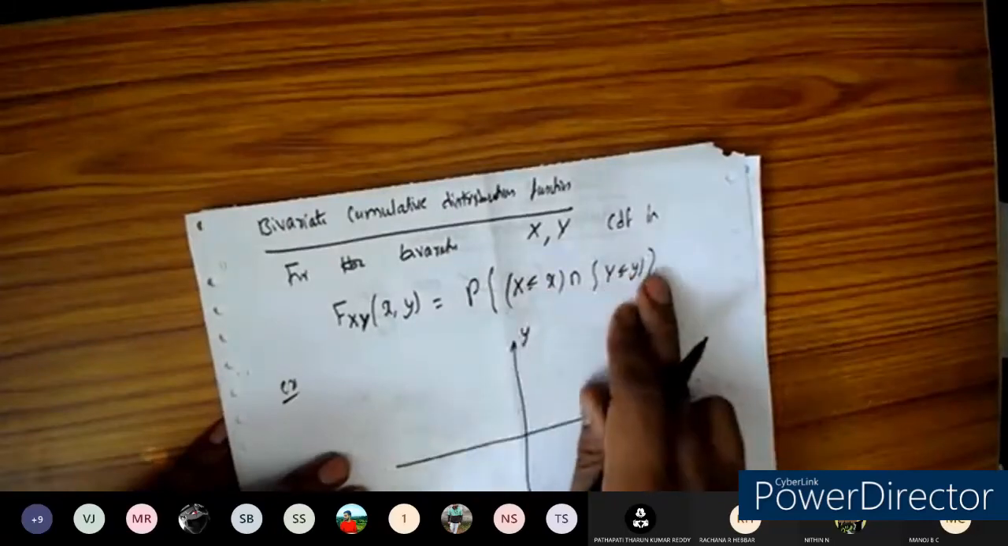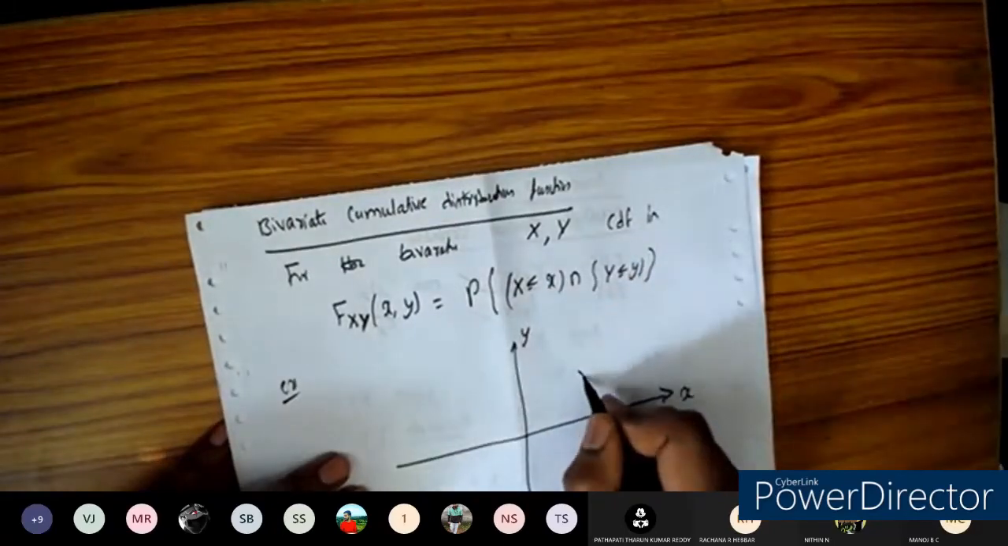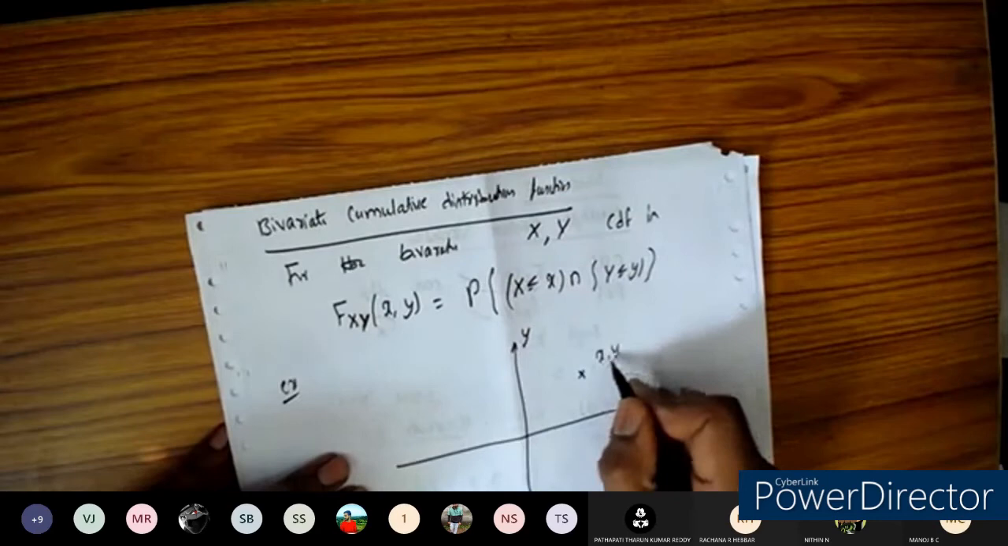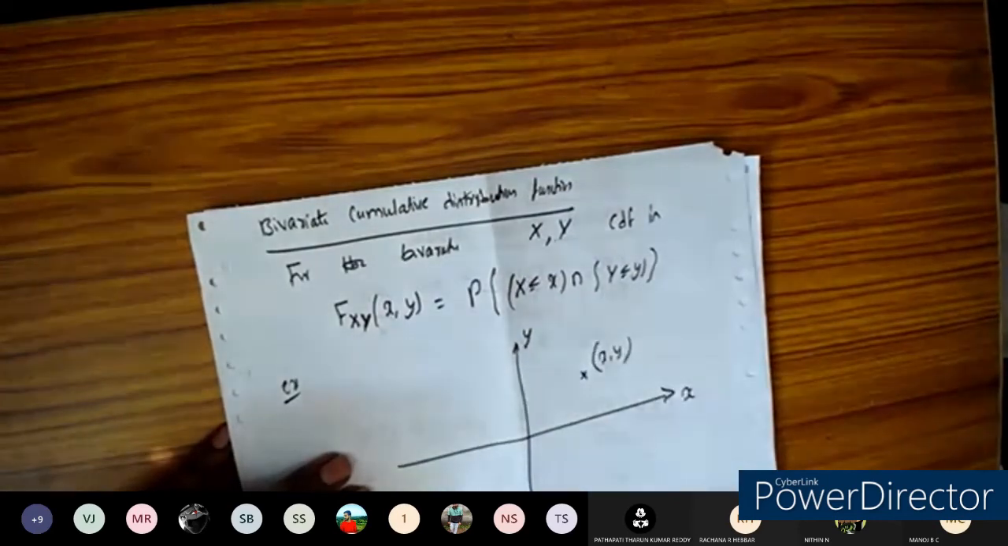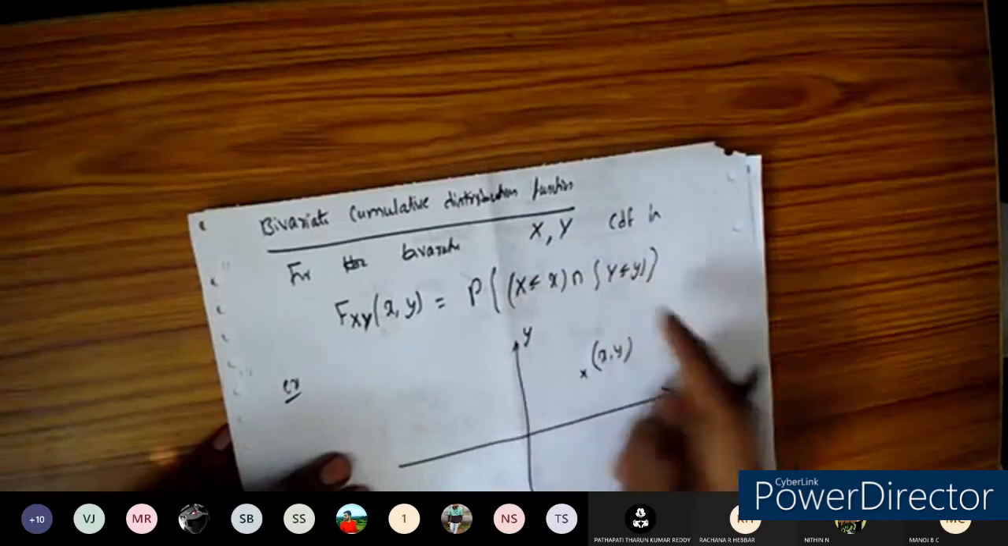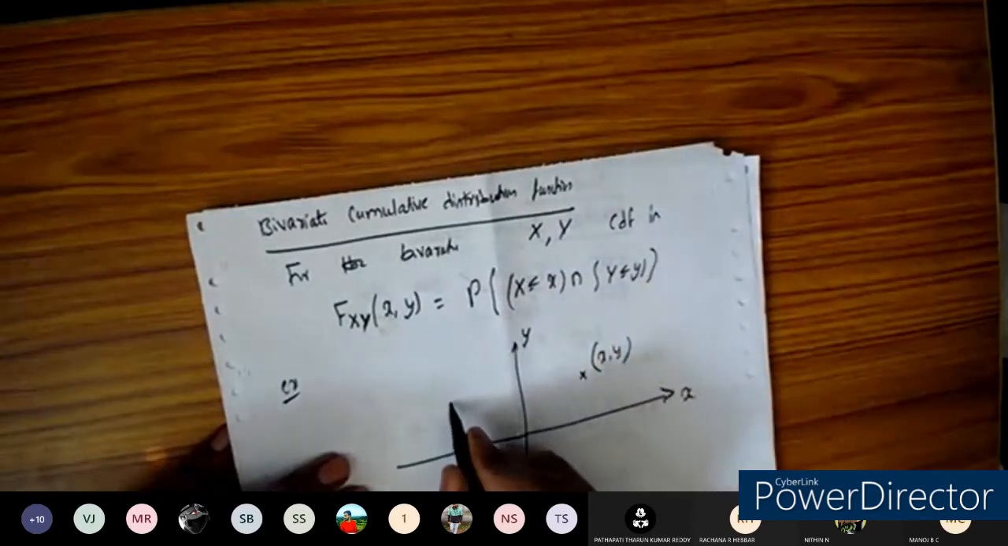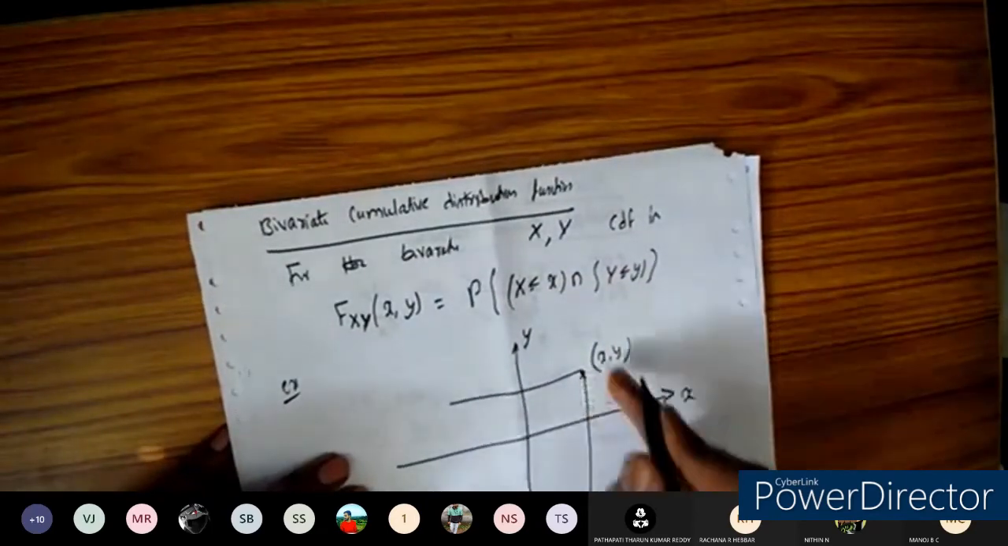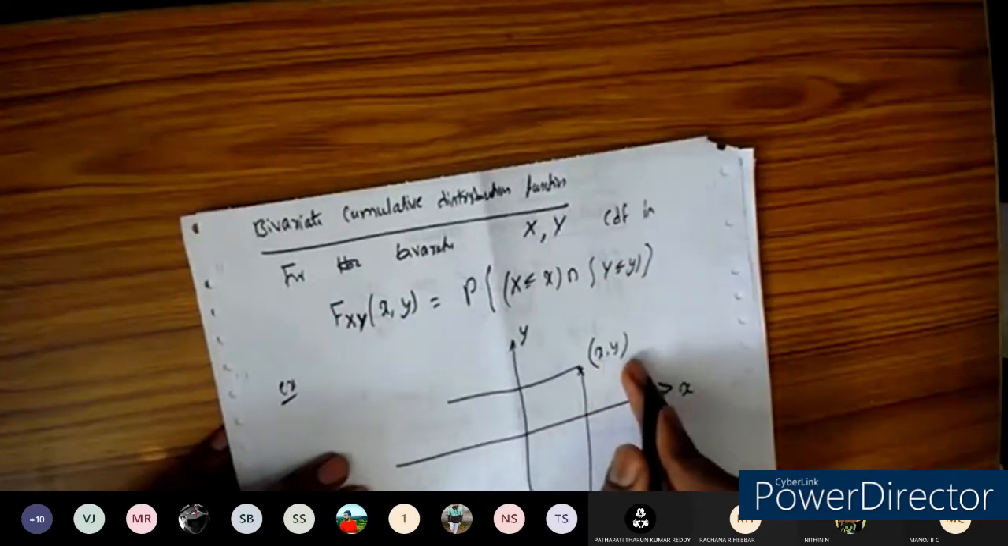X can take a value less than x here, and y can take a value less than y here. So one point I'm going to mark here consists of the values x and y. Since it is a probability that X is less than x and Y is less than y, the bivariate CDF will take the value less than x and y here.